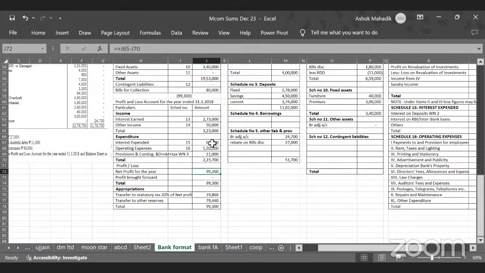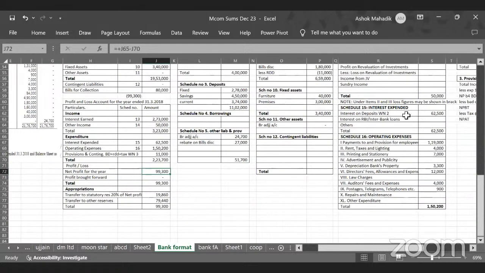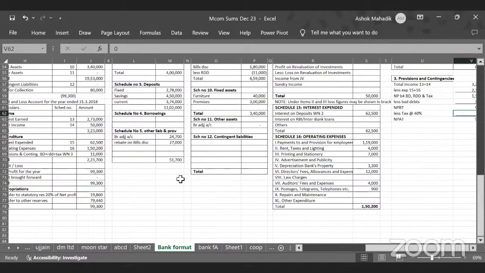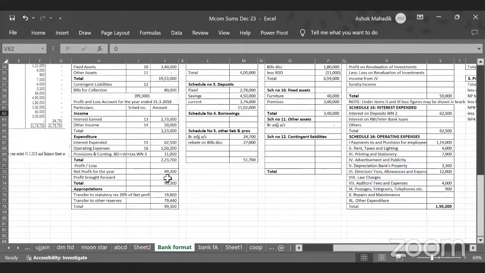Is this clear, students? Okay. You can see we had made a working note here. It will reflect the same thing. This is for your understanding purpose. This is schedule number 13, working note 3 rather. Then your profit is 99,300. There is no brought forward profit, so 0. So the total profit is 99,300.